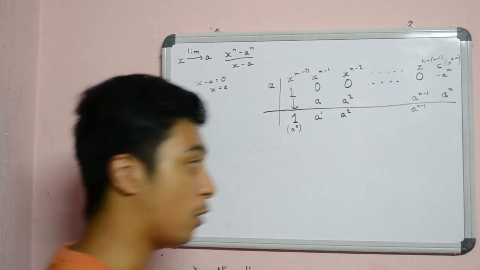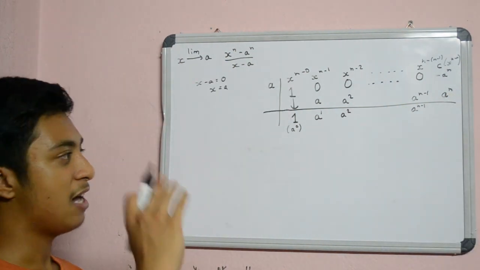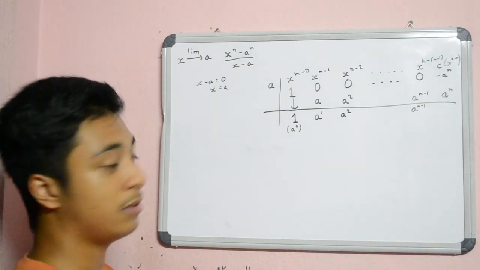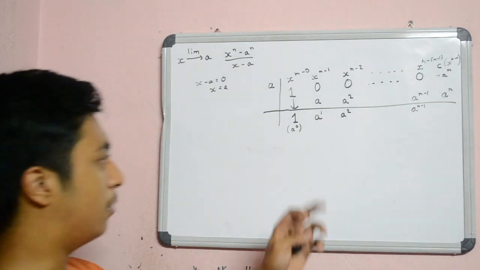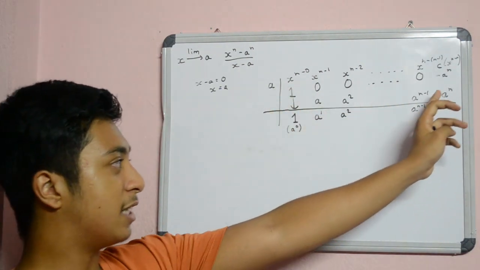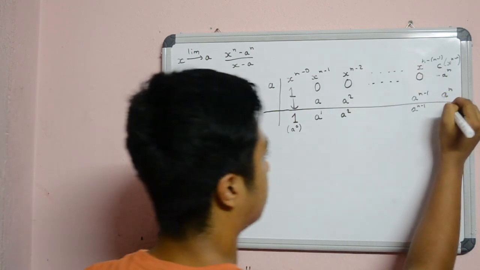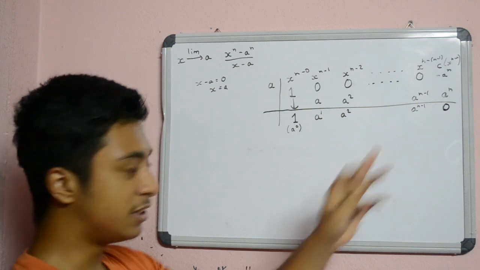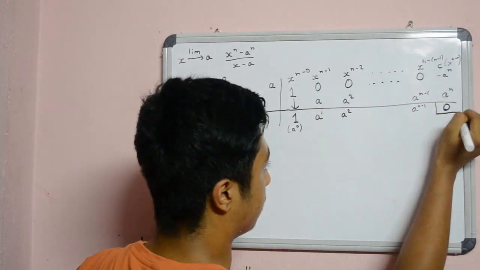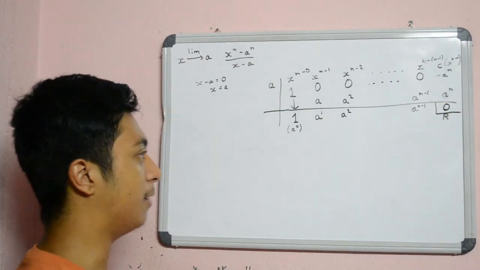Oh, I was almost about to do a wrong thing. I was about to write a to the power n over here. That won't happen. But here, as you can see, we have a to the power n plus minus a to the power n, which will result in 0.